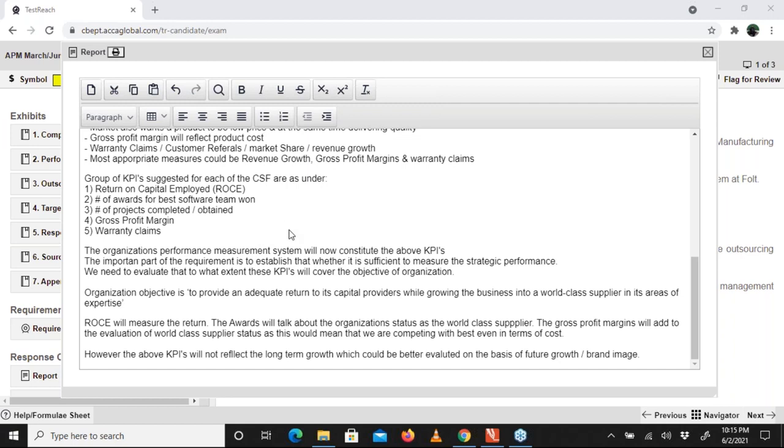Yes, suitable. Gearing can also be suitable, but again, gearing is more of a risk measure, because you see, what are you trying to establish? Keep the capital providers satisfied. Are the capital providers going to be satisfied with your gearing? No, they want return. They want return.